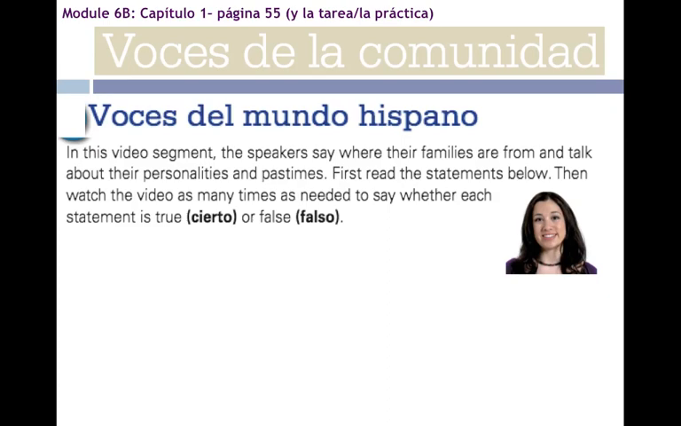In the video segment that you're going to see for your practice, the speakers say where their families are from and talk about their personalities and pastimes, things that you're learning in Capítulo 2. So let's take a look at the statements below. And then when you watch the video, and watch it as many times as you need, you can click on the Spanish subtitles. It won't show you the English, but you can watch the Spanish, you can pause it. And you're going to say whether the statements are cierto, true, or falso, false.